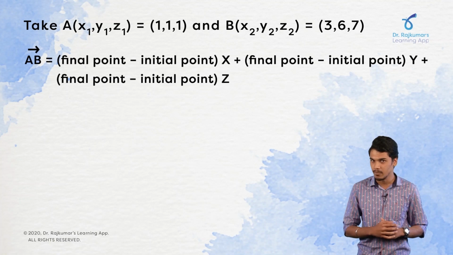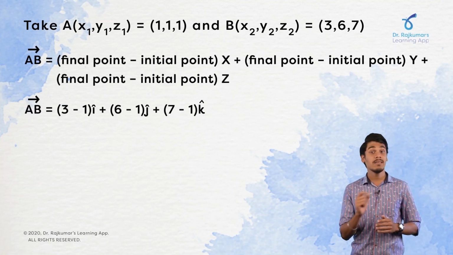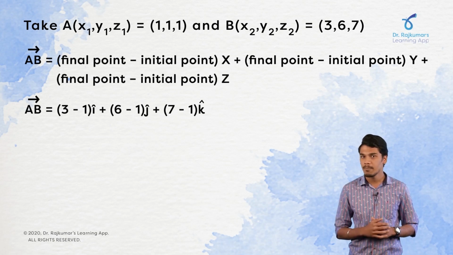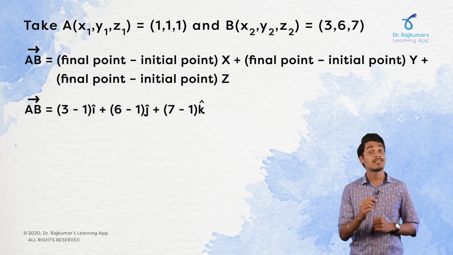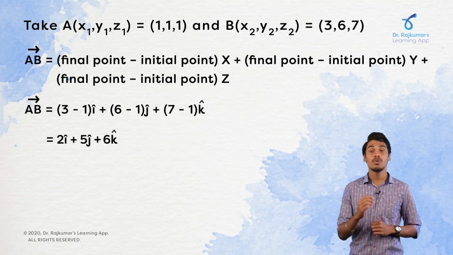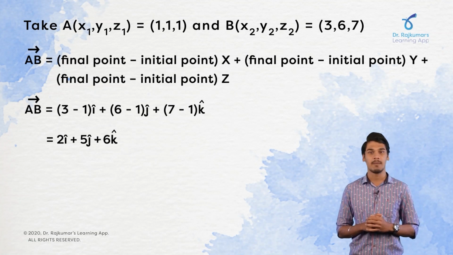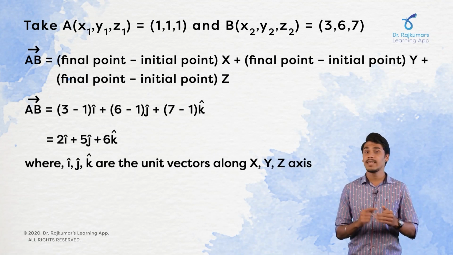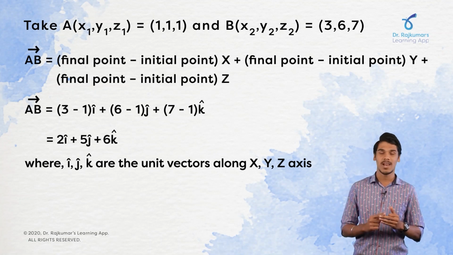along z direction. Therefore, vector AB can be written as 3 minus 1 into i cap plus 6 minus 1 into j cap plus 7 minus 1 into k cap. Therefore, I get 2 i cap plus 5 j cap plus 6 k cap, where i, j and k are nothing but unit vectors along the x, y as well as z axis.